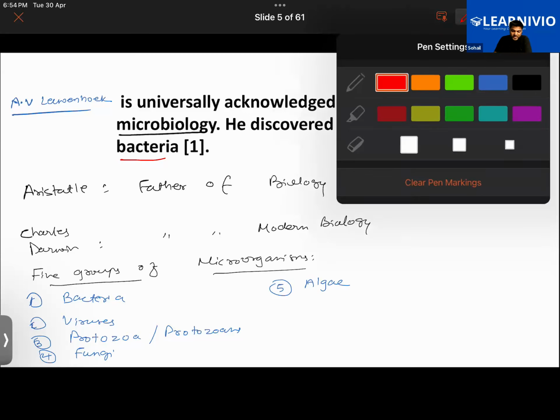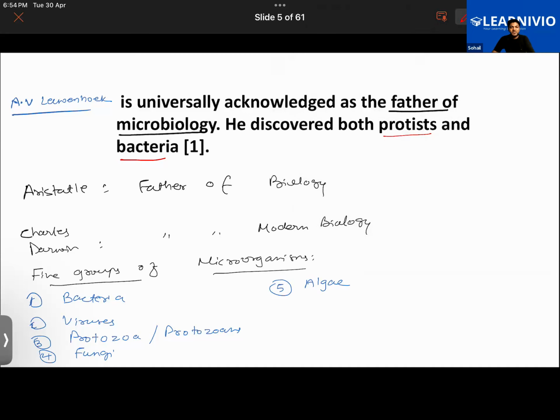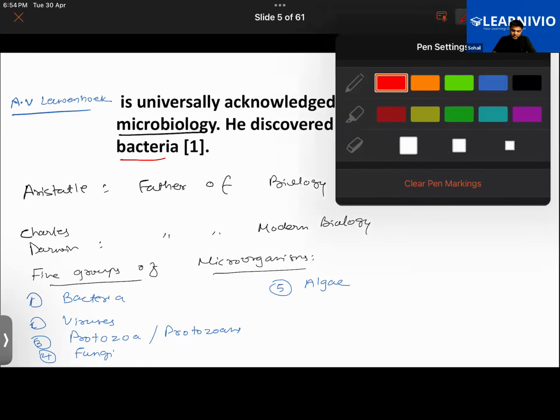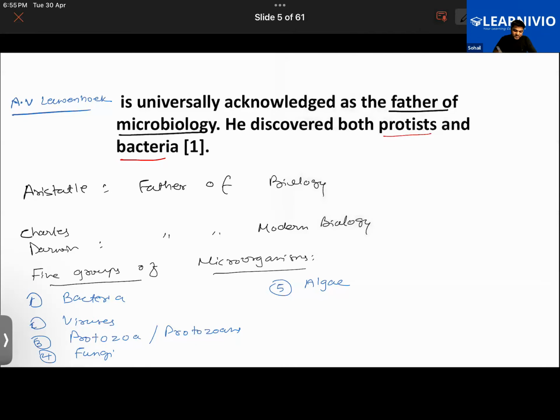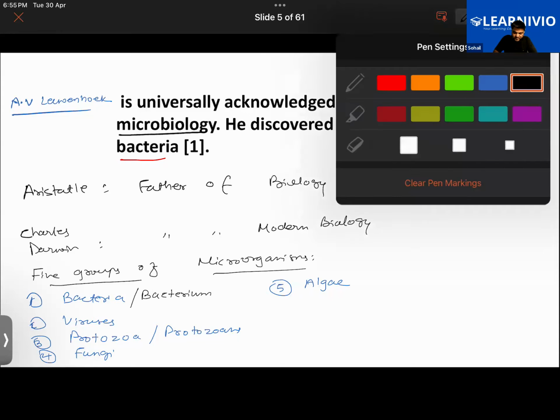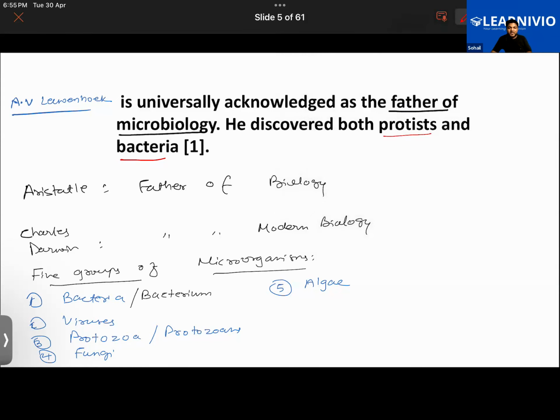Another thing you need to know is that microorganisms may be unicellular, that is having just one cell, or they can be multicellular also, right? Now, also you might see terms like bacterium sometimes. So what is the difference between bacteria and bacterium? Bacterium is basically the singular of bacteria.